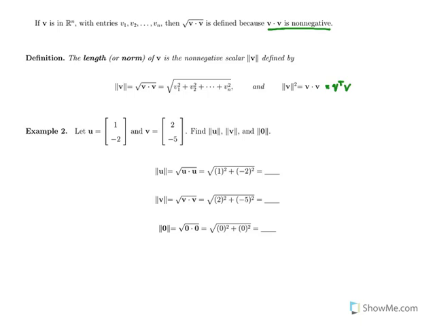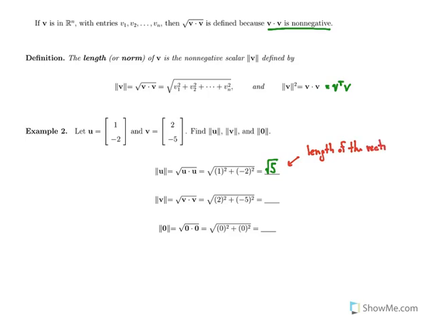So let's look at our example again. We have u and v, the same vectors as before. We're going to find the norm of u, the norm of v, and we're also going to find the norm of the 0 vector. So the norm of u is 1 squared plus negative 2 squared. This time we're going to take the square root. This will be the square root of 5. And this is the length of the vector u.